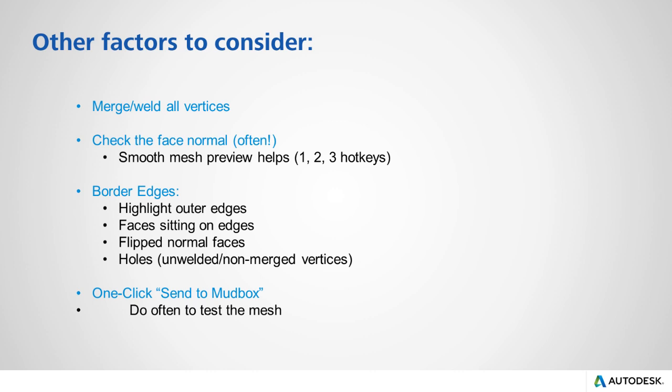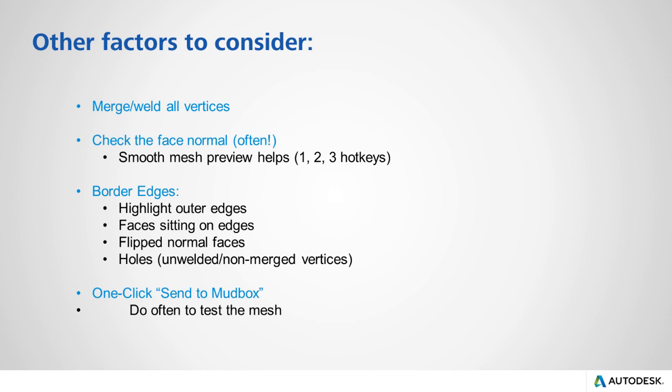Just by quickly hitting 3, for example, you'll see that something's wrong. You'll see that face normals are inversed, or that maybe there's an unwelded vert and you're getting a hole as a result. That's a great way to work. The smooth mesh preview is going to give you an idea of how that mesh is operating when it comes to the sense of a subdivision workflow. Using border edges is an excellent way to highlight outer edges or highlight faces sitting on edges or even flip normal faces.